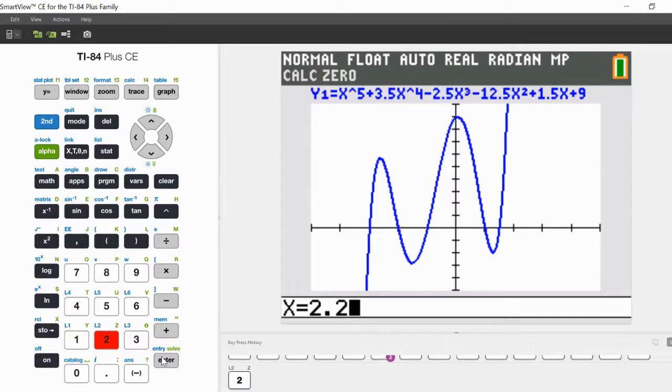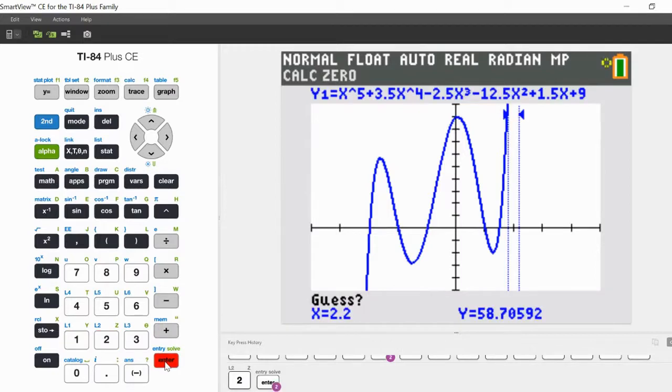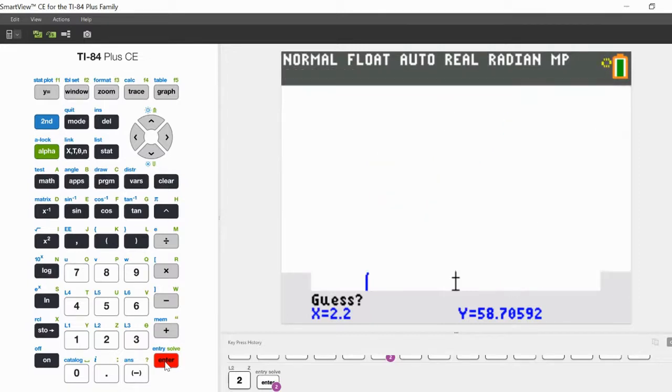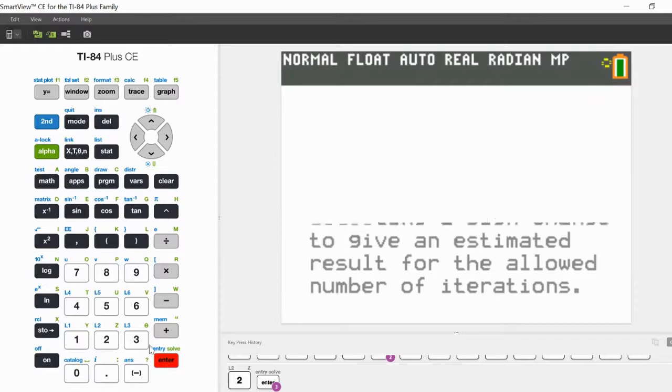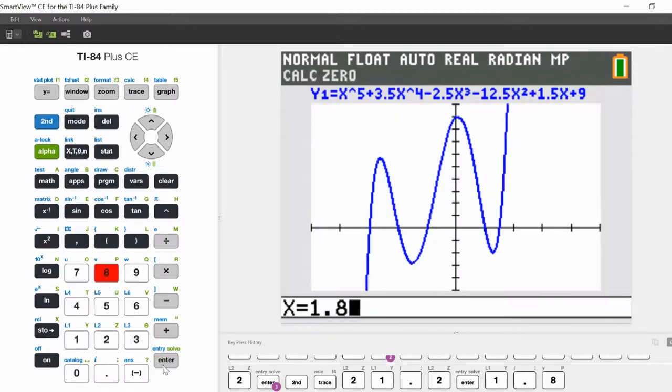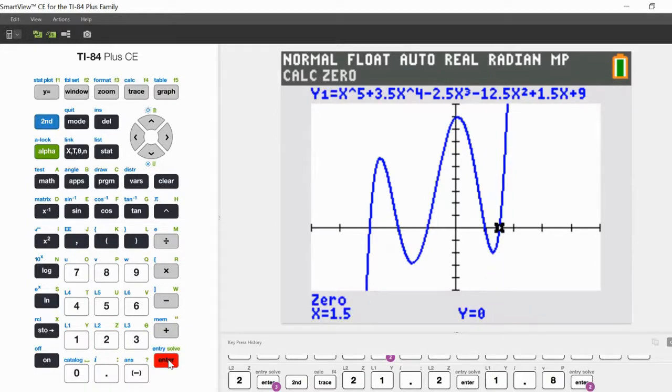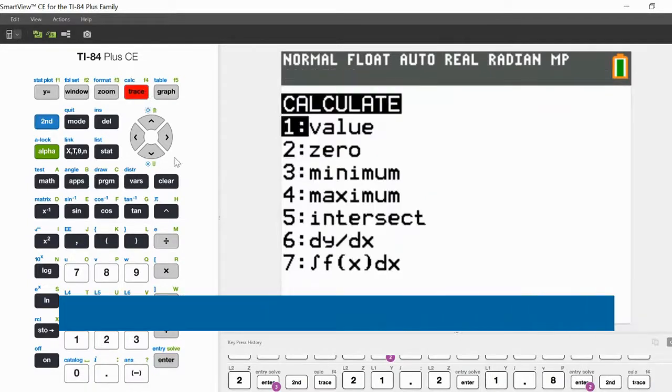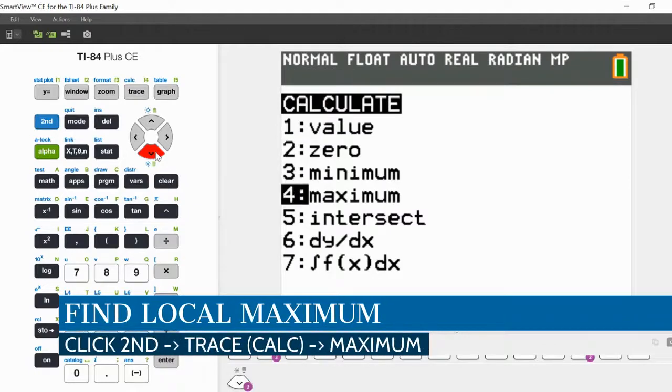Now what happens if I don't bound it correctly? If I don't actually bound a 0 when it asks for a 0, I'm going to get an error. So you have to make sure that your bounds include the 0. If you include 2 zeros, you're not going to get both. You only get 1. So you have to make sure that you bound it correctly.